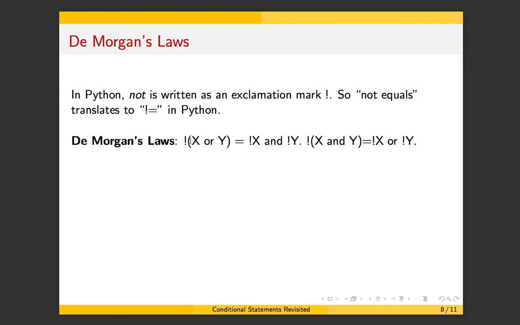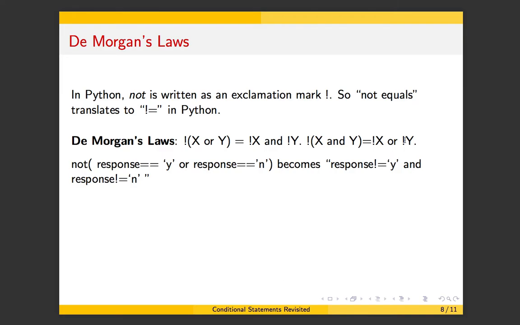So De Morgan's laws say this. Not (x or y) actually becomes not x and not y. So if you not an or statement, what does it become? It becomes an and statement. And then you end up notting the individual pieces of the statement. If you not an and statement, it becomes an or statement, where again you apply nots to both the individual pieces of the compound statement.